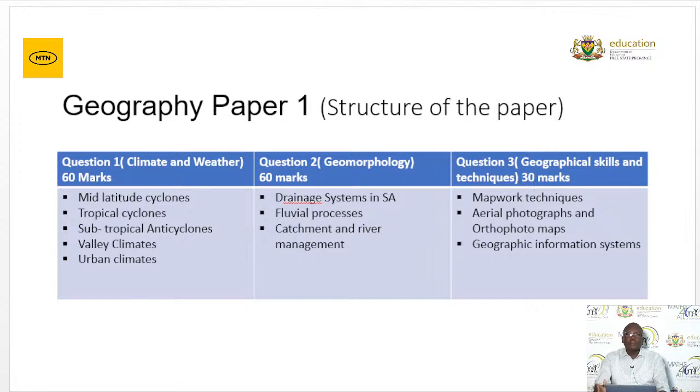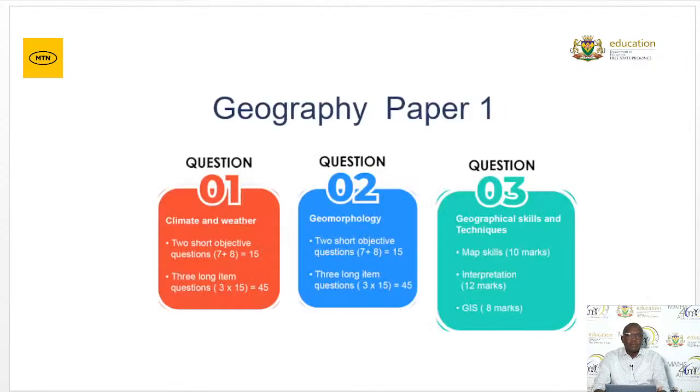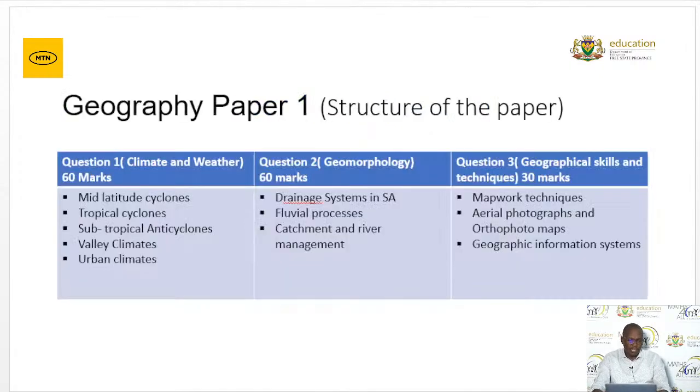For GIS, you must know all the concepts of GIS. You must be able to know the importance of each and every concept of GIS. And then the next page is the structure of the paper itself. Now, the structure of the paper is giving us more clarity on which subtopics one must go and study for question 1, for question 2, and also for question 3.